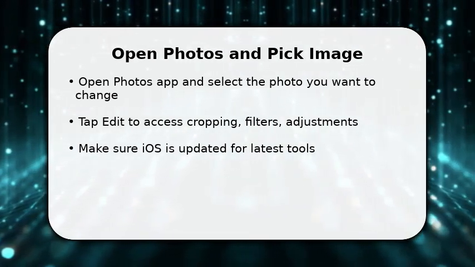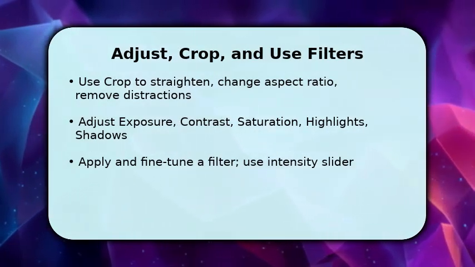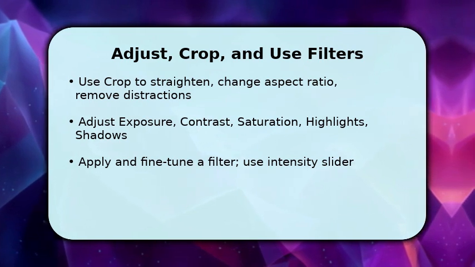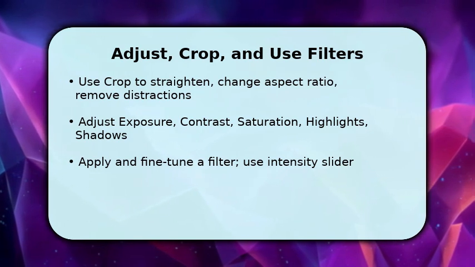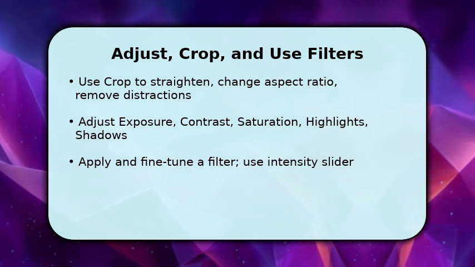Now you refine the image. Crop to remove distractions and set composition, then adjust exposure, contrast, and saturation to correct mood and clarity. Once done, move to highlights and shadows to recover detail. Lowering highlights preserves bright areas while lifting shadows reveals texture.